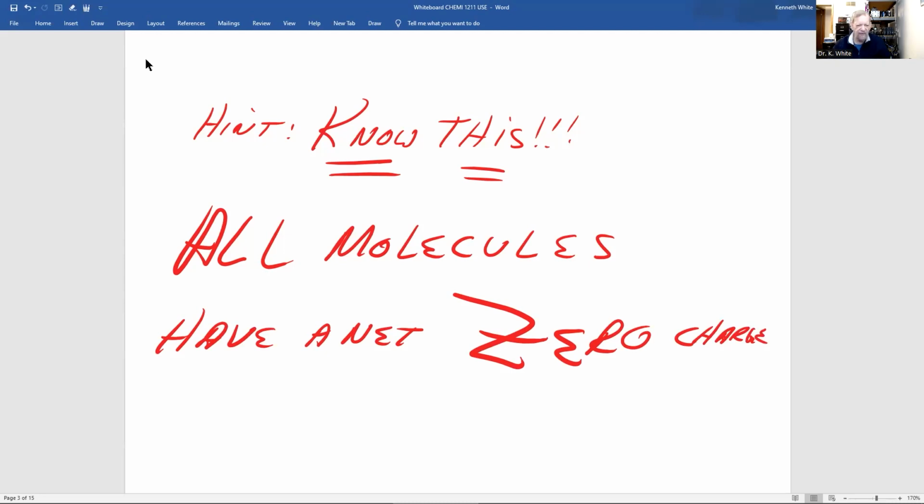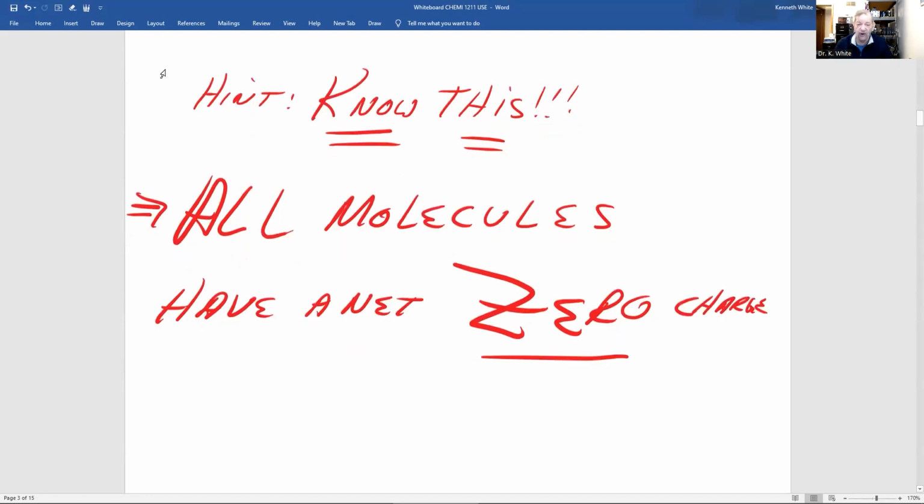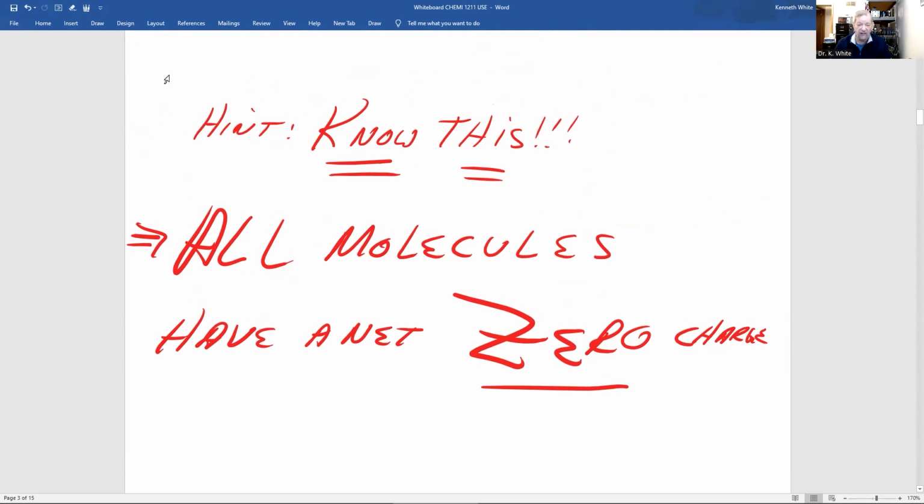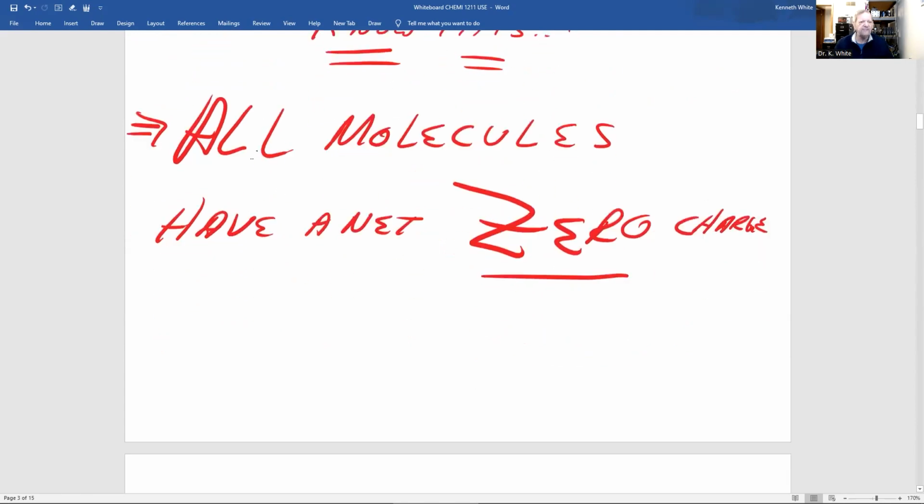And you should know, all molecules have a net, notice I wrote it big because it's that important, a net 0 charge. All molecules have a net 0 charge. So what does this mean? That all molecules have a net 0 charge. By the way, hint, know this. Double hint, know this. Triple hint, know this. All molecules have a net 0 charge.